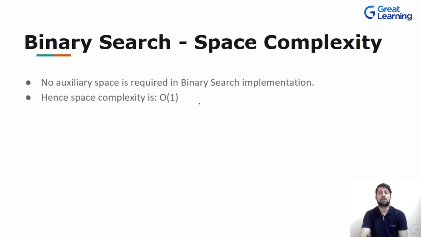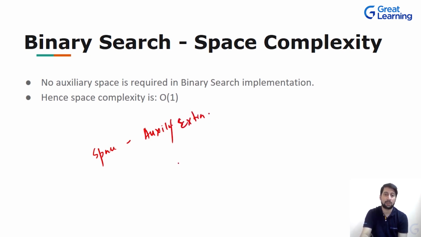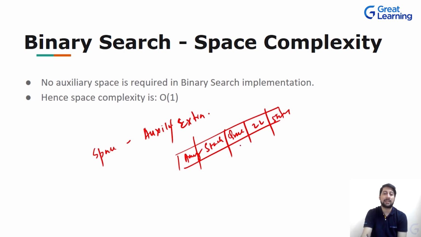Okay. Now let's talk about the space complexity of binary search. When you talk about space complexity, we only think of auxiliary memory, that is, any extra memory that you have used. Since we did not use any extra memory, be it an array, a stack, a queue, a linked list, or even strings, the space complexity of binary search is big O of 1. That is, it takes a constant amount of space.